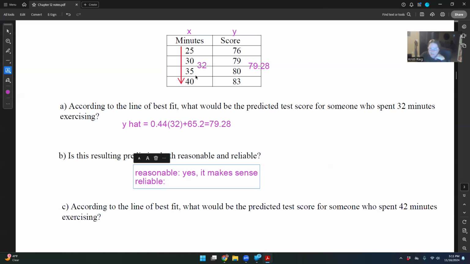And someone, what are they? They're not practicing, they're working out. And somebody that worked out 45 minutes got a 2%. Like we don't know. It doesn't seem like it, but we don't know because we don't have the actual data to prove it. We do have actual data to prove from 25 to 40. So since 32 is right here in the middle of 25 to 40, we say it is reliable. In other words, it is within the scope of data.